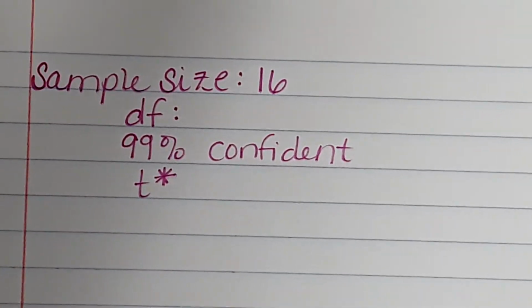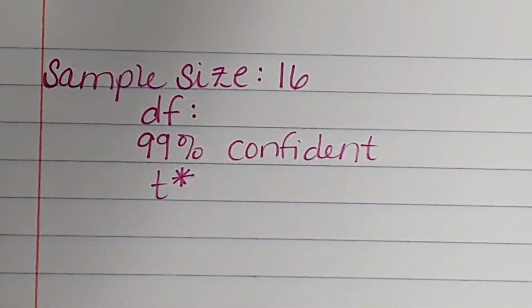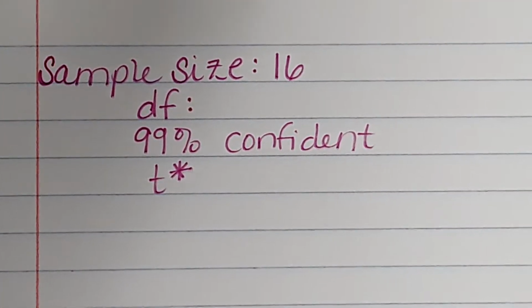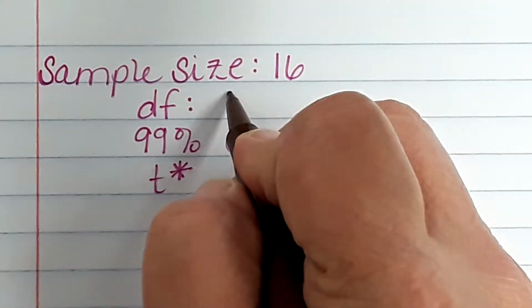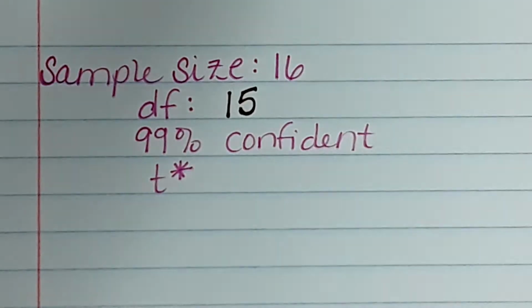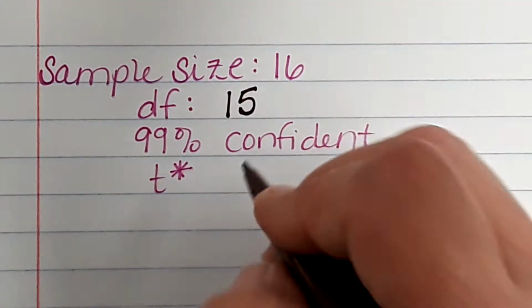So, we had a sample size of 16. What's my degrees of freedom? 15. So my degrees of freedom are 15. I want to be 99% confident. What does that make my T star? 2.947.